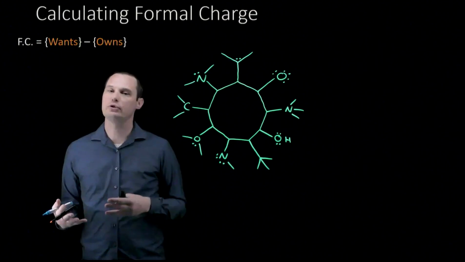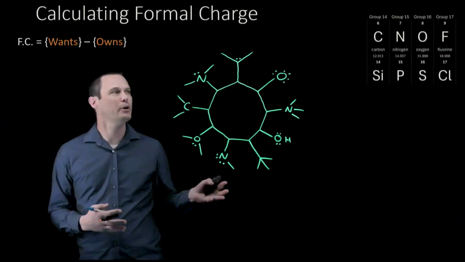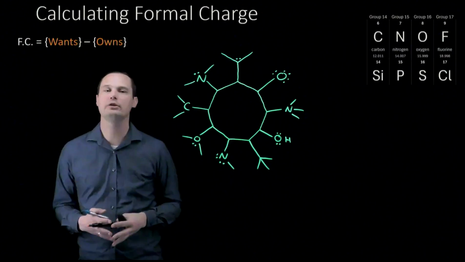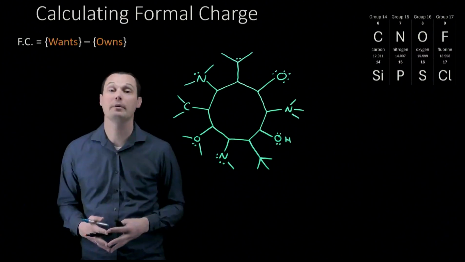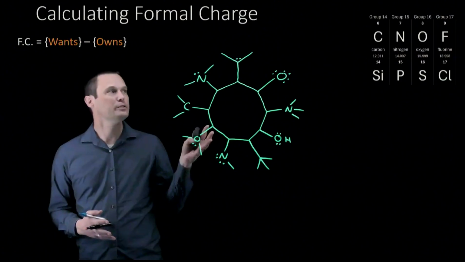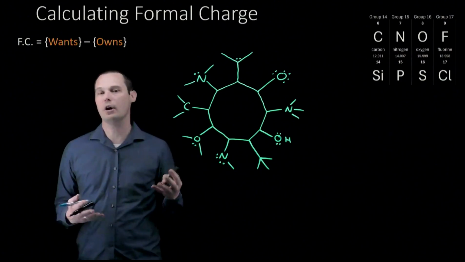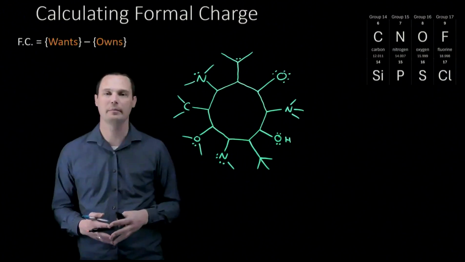To figure out how many electrons the element wants in its neutral ground state configuration, we can look at the periodic table. The periodic table tells us what group number each element is in, and the ones digit of that group number is a shorthand for how many electrons that element wants in its neutral ground state configuration. Carbon is in group 14, the ones digit is 4, so carbon wants 4 electrons in its neutral ground state configuration, and so on for the other elements.